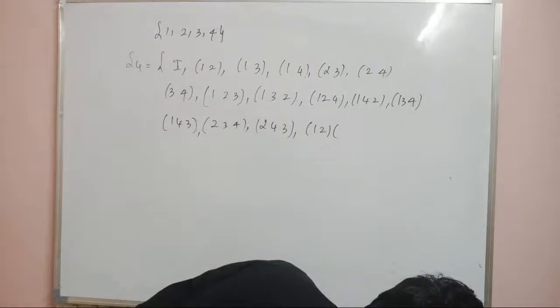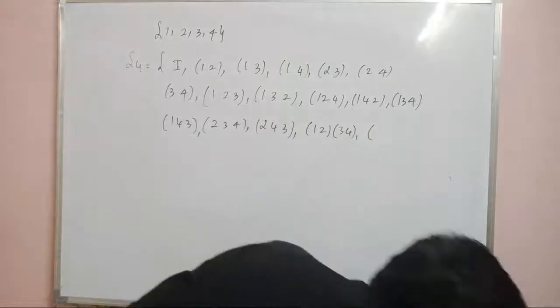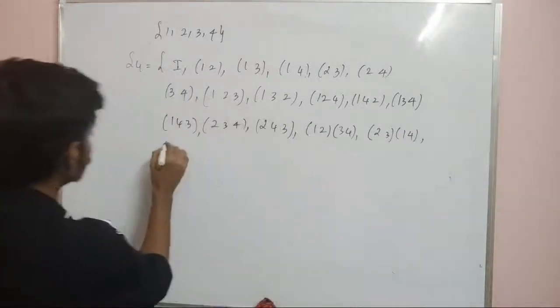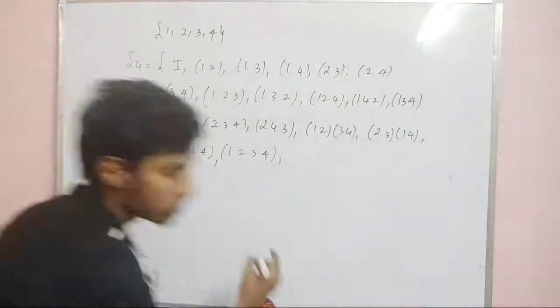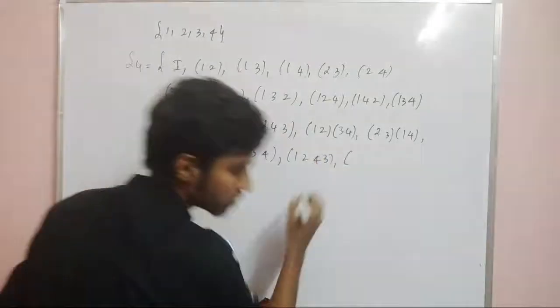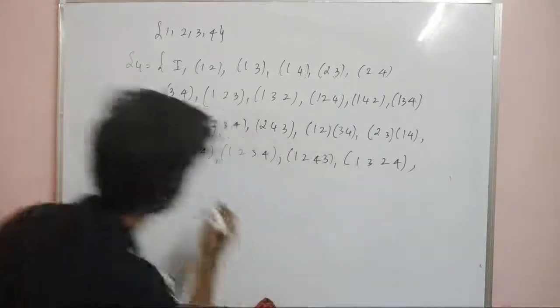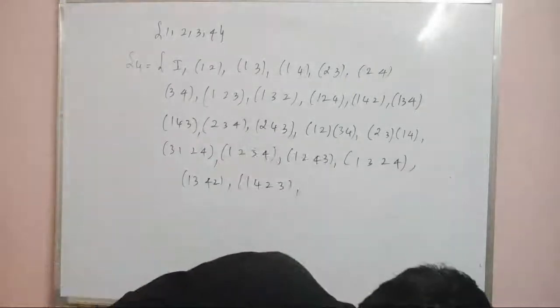and then the 4-cycles (1 2 3 4), (1 2 4 3), (1 3 2 4), (1 3 4 2), (1 4 2 3), (1 4 3 2).